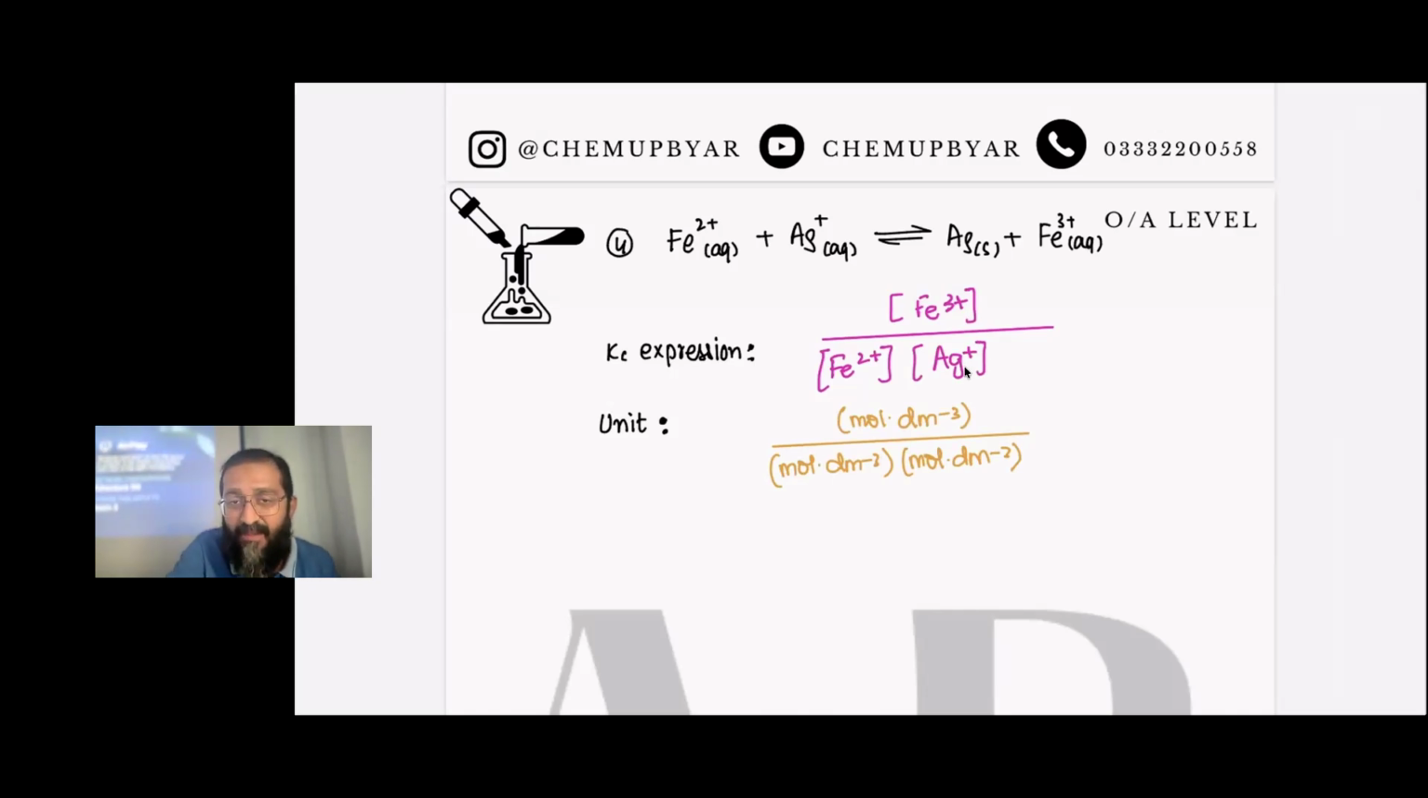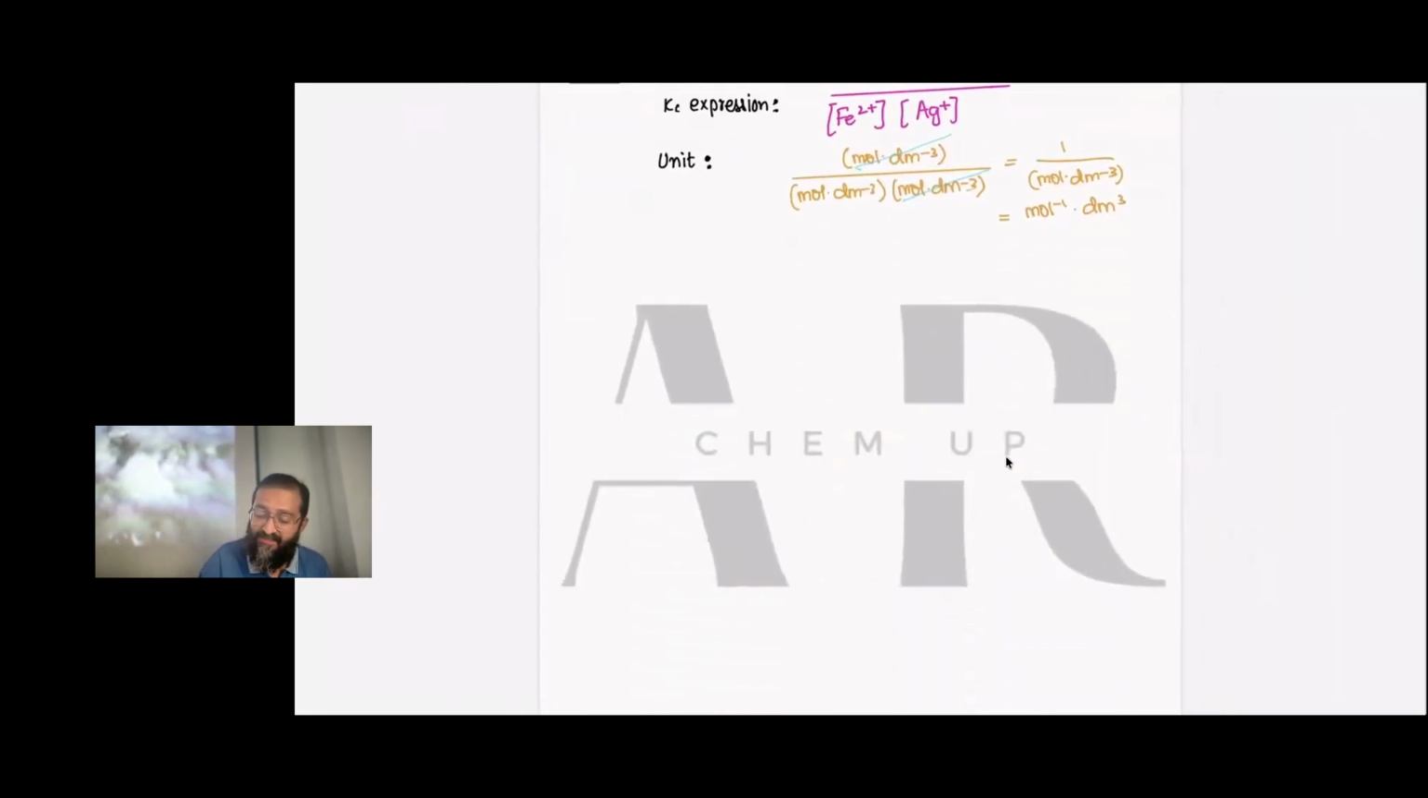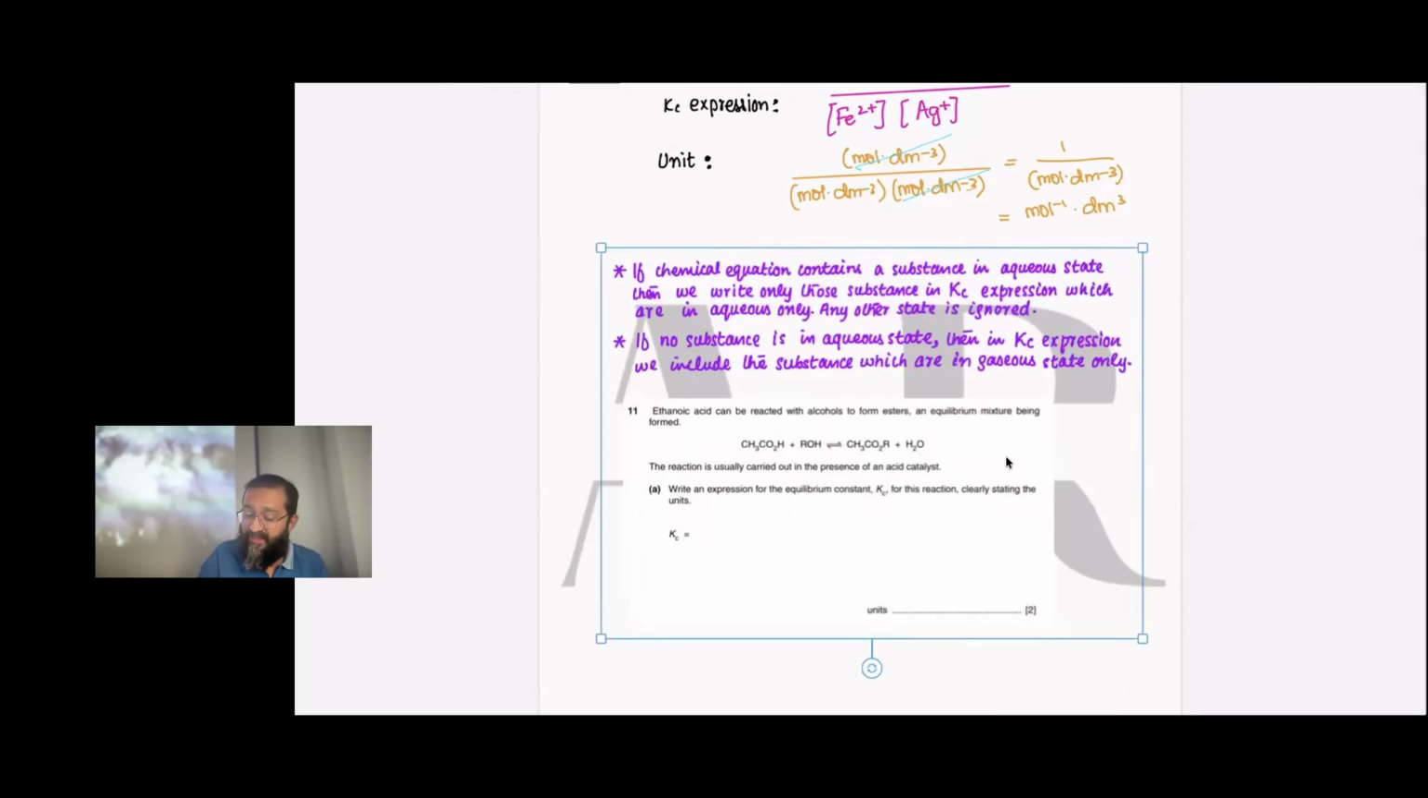These apparently look like two. So the unit derived is mole inverse dm cube. Is this clear to all of you? Yes, sir. Yes, Ahmad. Okay. So here is a point related to this.